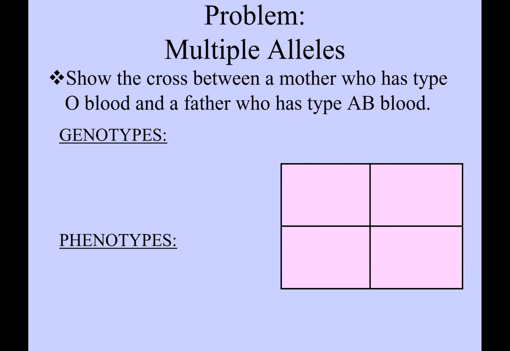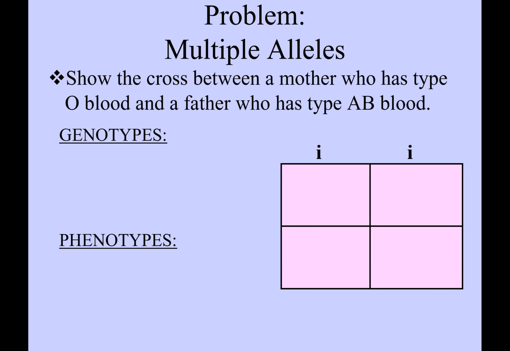So we're going to do 2 practice problems together here to wrap this up. Show the cross between a mother who has type O blood and a father who has type AB blood. So again, you're going to write out your parents first. We'll start with the mother. She has type O blood, so what would her genotype be? You got it, little i, little i.